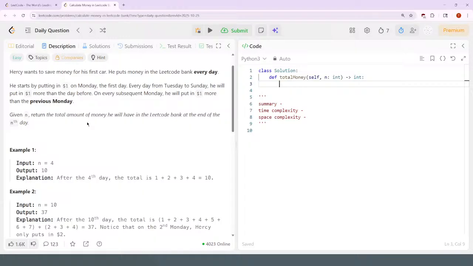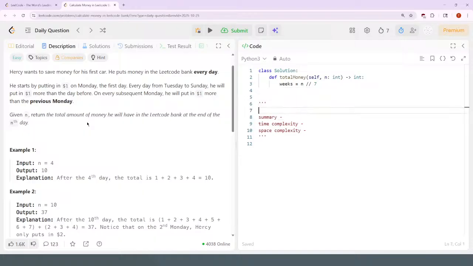Okay, let me think. So the number of weeks will be n divided by 7, rounded down. And then I think it's going to be like $7 on the first week, $14 on the next week. So it's going to be an arithmetic summation.